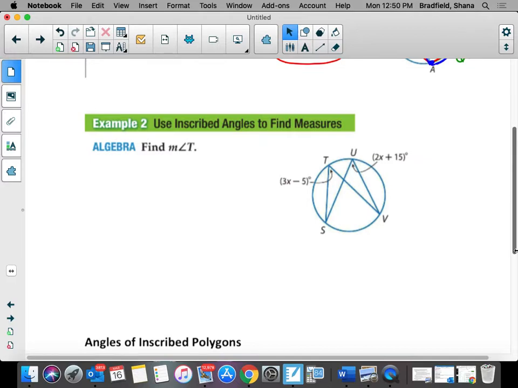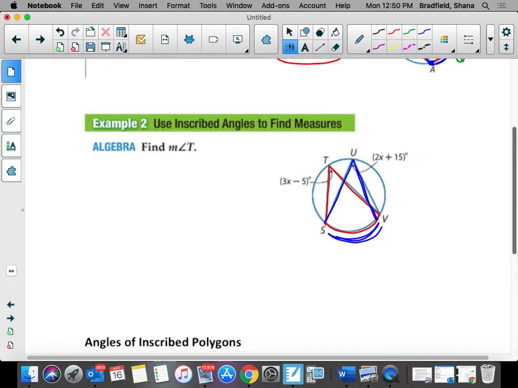Example 2, use inscribed angles to find measures. So we have angle T. And angle T here, if we follow along, we can see that it intercepts VS. And I also see that U also intercepts VS, which makes those two angles congruent to each other. Okay, so angle T is congruent to angle U, which means that the measure of angle T is equal to the measure of angle U.